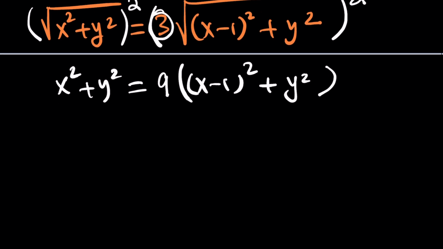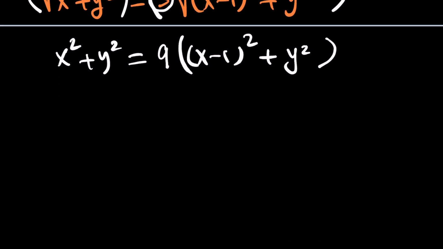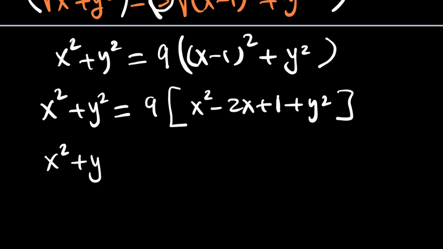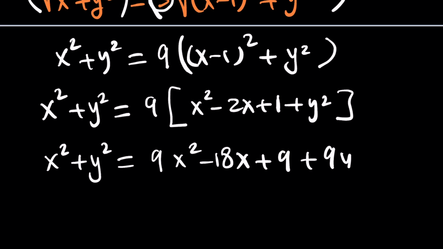Now, here's what we need to do. Expand everything on the right-hand side and multiply by 9 to see what happens, right? Okay. So let's go ahead and expand this first. This time I'm going to use brackets. (x² - 2x + 1) + y². The next thing is we're going to go ahead and distribute. There are no like terms, so we're not going to be able to combine them. We're going to get 9x² - 18x + 9 + 9y².